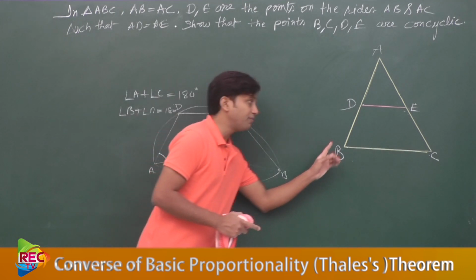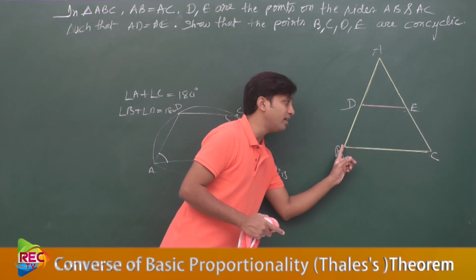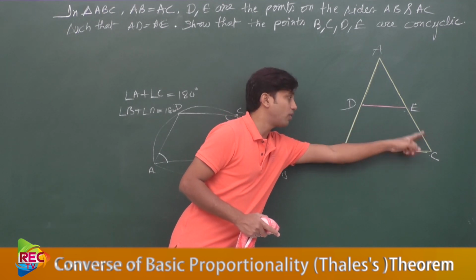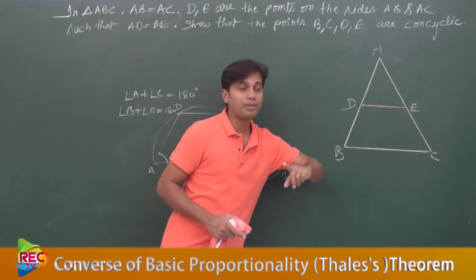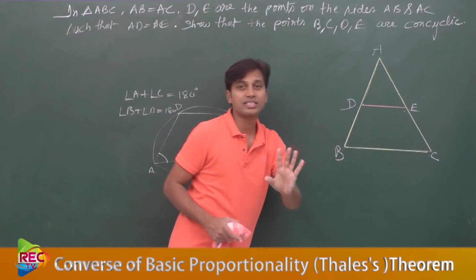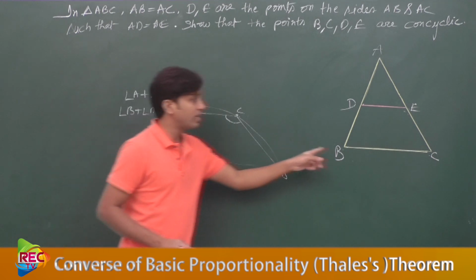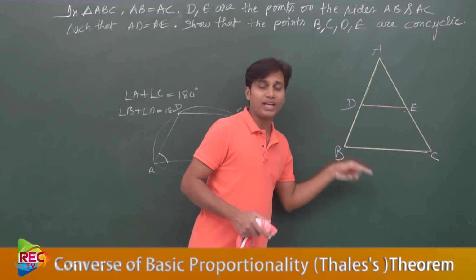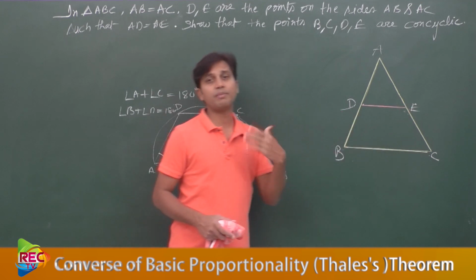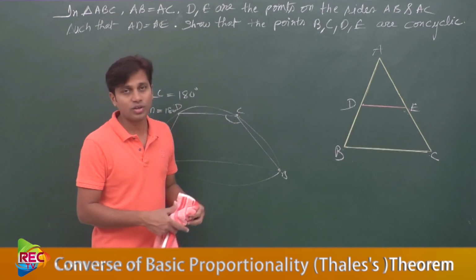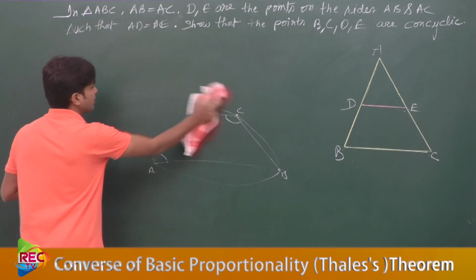Finally, I am reminding you that we need to show that opposite angles in this quadrilateral B, C, E, D, opposite angles B and E are supplementary and C and D are supplementary, then this quadrilateral will be a cyclic quadrilateral. When this is a cyclic quadrilateral, the vertices of the quadrilateral will be concyclic. That's it. So here we need to show that, just see.